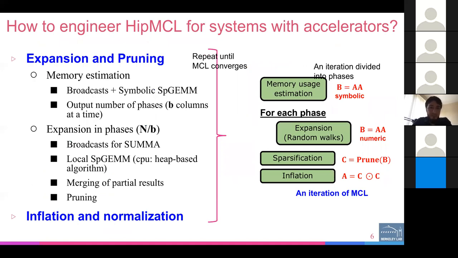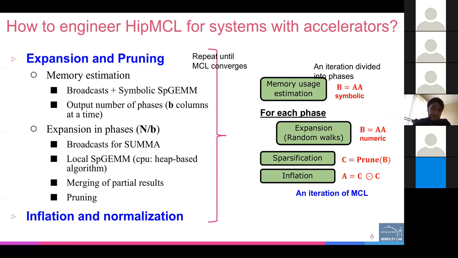So these are the main components of the MCL algorithm. As I mentioned, expansion and pruning and inflation. The expansion and pruning is performed in two successive steps. First, we estimate the memory we need for the expansion so that we can divide the output matrix into column stripes. This involves a dry run of the numeric multiplication, which is indicated as a symbolic multiplication.